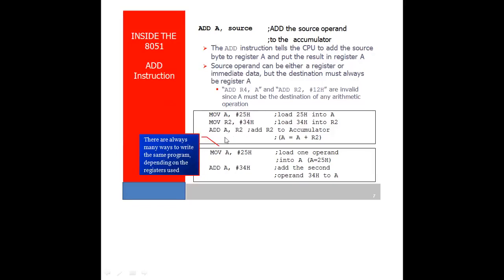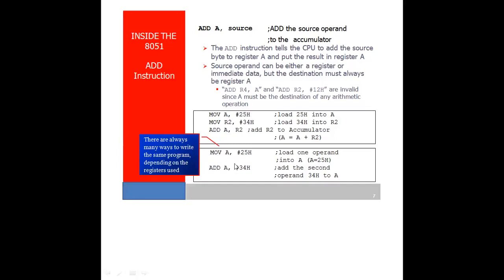Okay, so we can reduce the number of instructions because there is no hard and fast rule that I have to write the program in this way. There are several ways we can follow to write the same program depending on the register used. Okay, so I can write the same program like this.